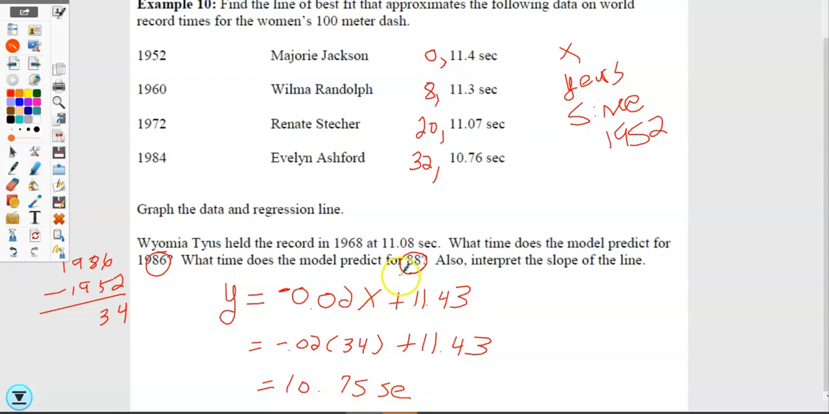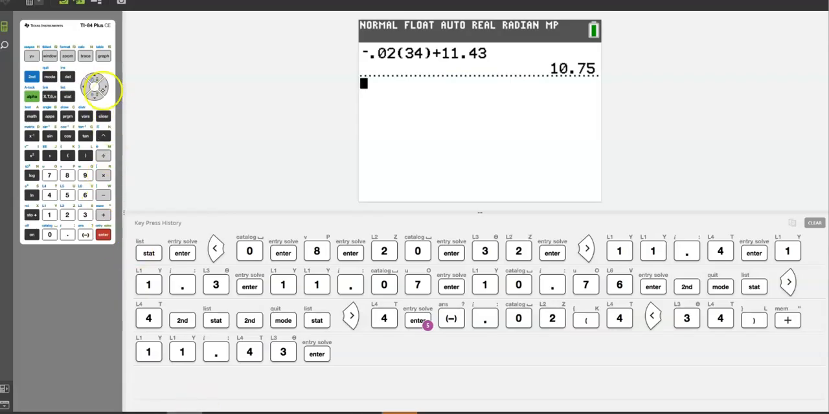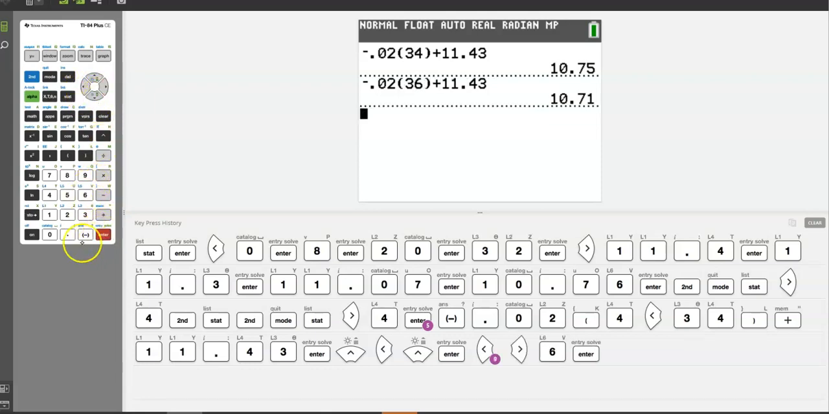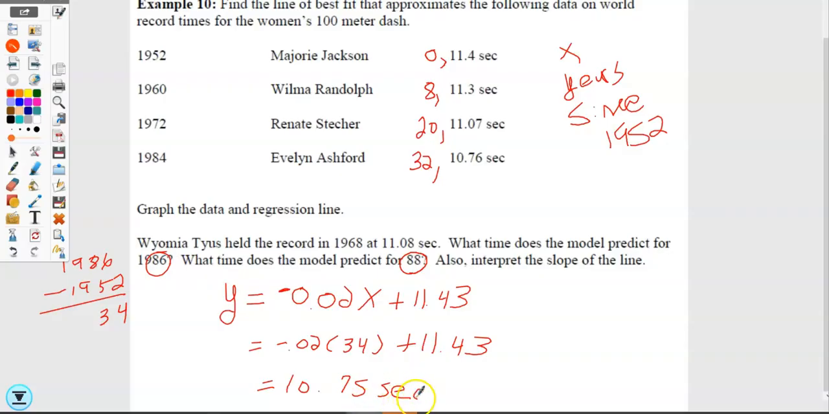Okay, and then if we're to do it for 88, all we're going to do is just change the 34 in this equation. I can just go up, hit enter, and just change the 34 to 36. So it'll be 10.71 seconds for 1988.